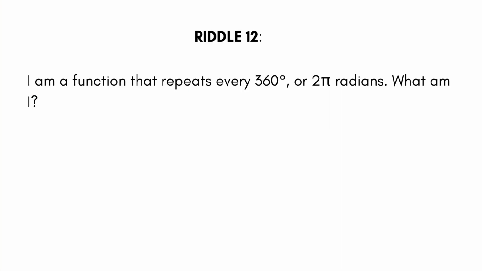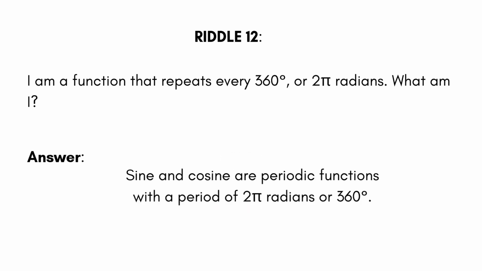Riddle 12. I am a function that repeats every 360 degrees, or 2 pi radians. What am I? Answer. Sine and cosine are periodic functions with a period of 2 pi radians or 360 degrees.